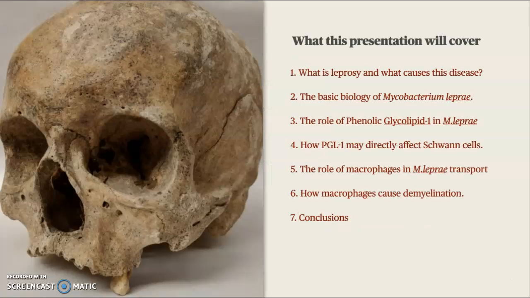During this presentation, we will cover the basics of what leprosy is and what causes this disease, the basic biology of Mycobacterium leprae, the role of phenolic glycolipid 1 in M.leprae, how PGL-1, which is short for phenolic glycolipid 1, may directly affect Schwann cells, the role of macrophages in M.leprae transport, and how macrophages cause demyelination. And then we'll wrap up with some conclusions.